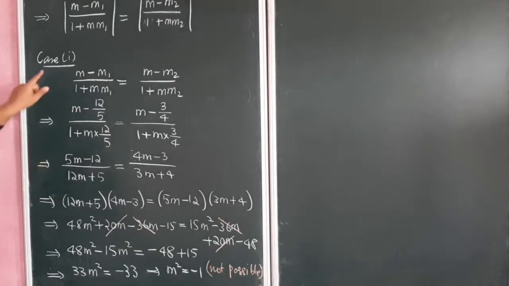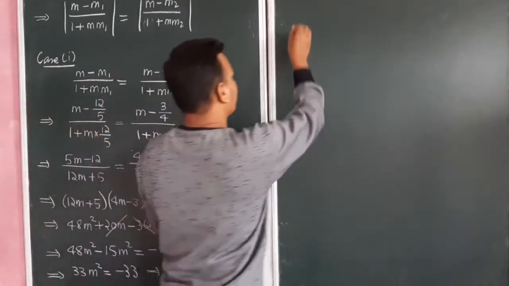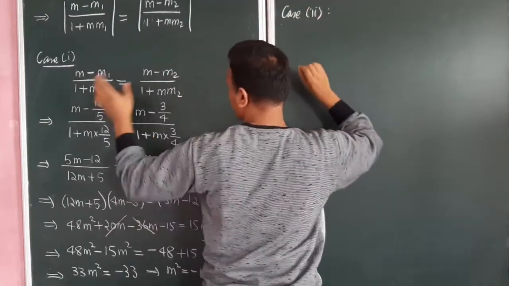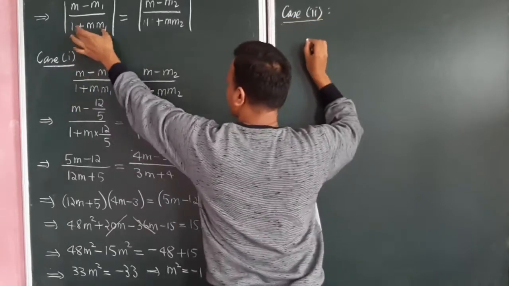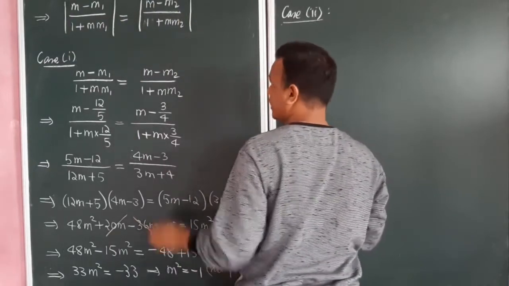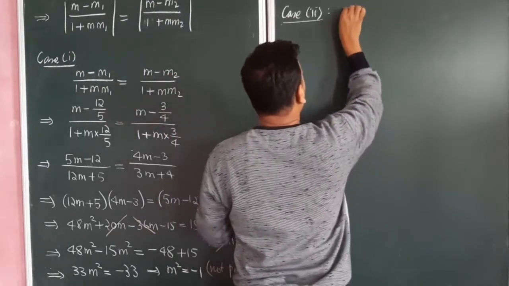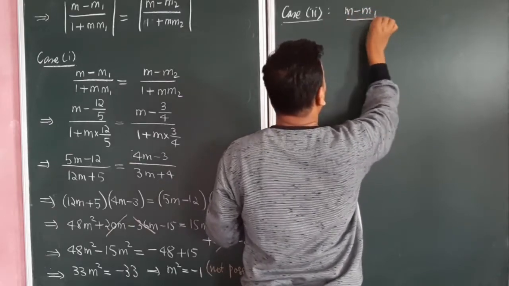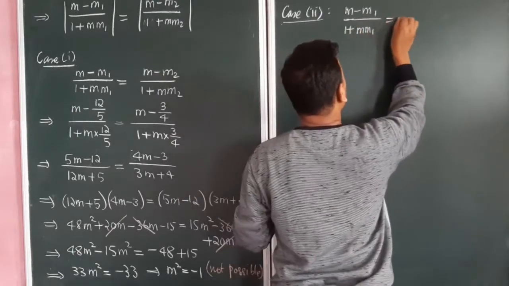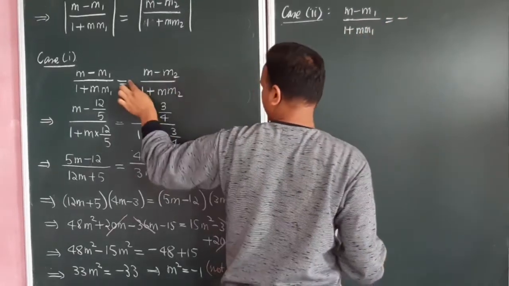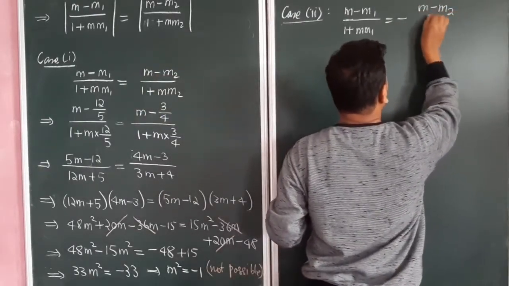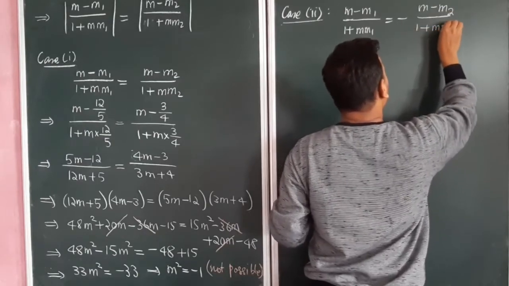So let us take case 2. Case 2 says, in case 2, see here, you have taken this to be equal to this, but this can be equal to the negative of this as well. So case 2 says m minus m1 by 1 plus m m1 can be equal to negative. This time I had taken positive, so this time I am taking negative. So negative of m minus m2 by 1 plus m m2.